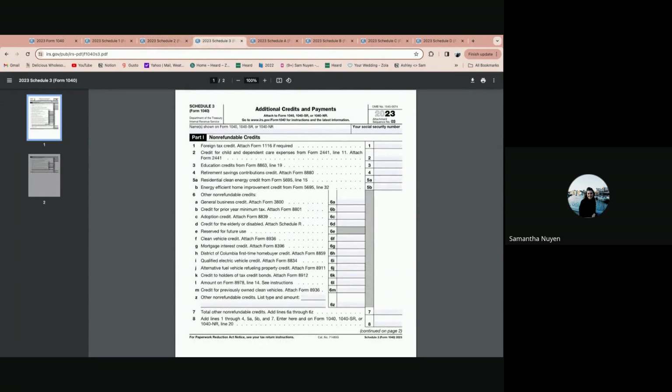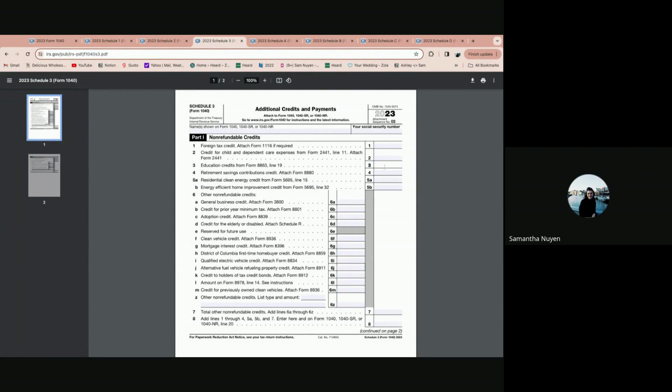Schedule 3. Schedule 3 lists out credits and payments on your tax return. Part 1 includes all non-refundable credits. So non-refundable credits reduce your tax liability first, since these amounts won't factor into a potential tax refund in the end. You can think of this as order of operations in math. Non-refundable credits come first. Most common credits in Part 1 are the educational credits.